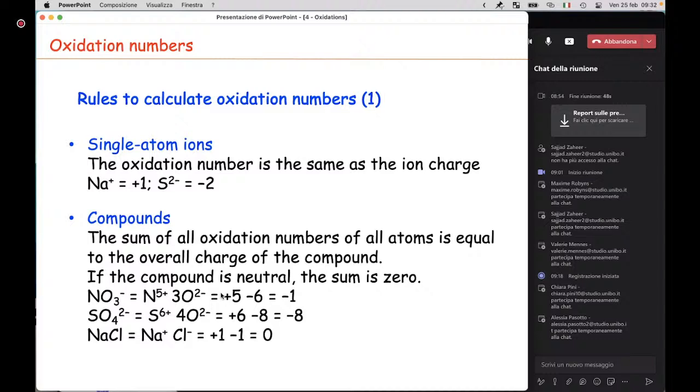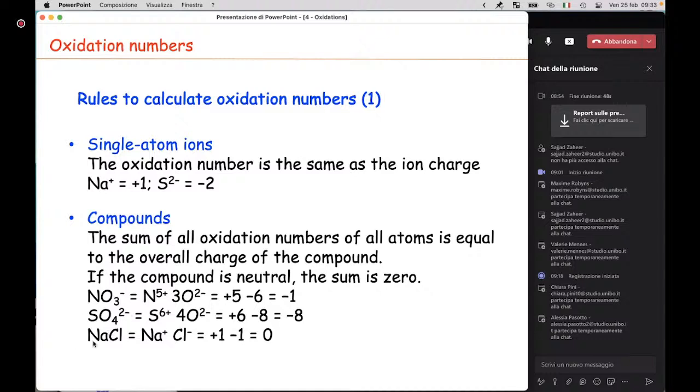And the same calculation we can do for the sulfate ion, SO4 2-. In this case, we have 4 oxygens, each of them -2. So 4 times -2 is -8. So, of course, sulfur must be +6 in order to produce the -2 total.